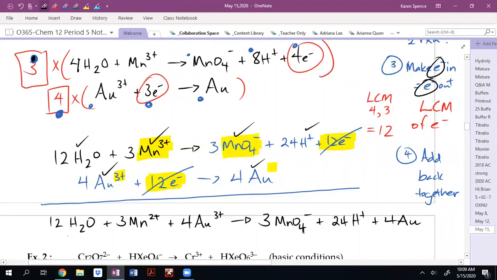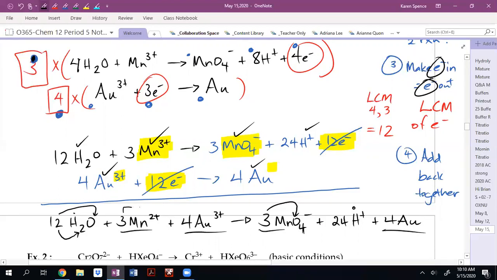The only thing you're also going to do is check. 12 times 2 is 24 hydrogen. 24 hydrogen, good. Hydrogen's good. 12 times 1 is 12 oxygen. 3 times 4 is 12 oxygen. Oxygen's good. 3 manganese, yeah. And 4 gold, yeah. And then the last thing you have to check, or maybe the first thing, sometimes I get lazy and I just check my charge. And if my charge works out, then I'm probably pretty good.